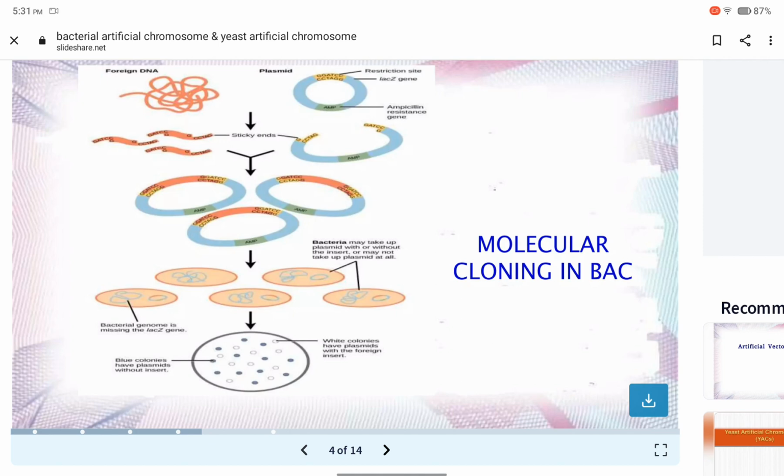If you see this, here we have the foreign DNA at the top of the diagram. Then we have the plasmid, which has a restriction site. A restriction site is a site through which the restriction enzyme can cut the plasmid. Now we have two important selectable markers, the lacZ gene, and then we have the ampicillin resistance gene.